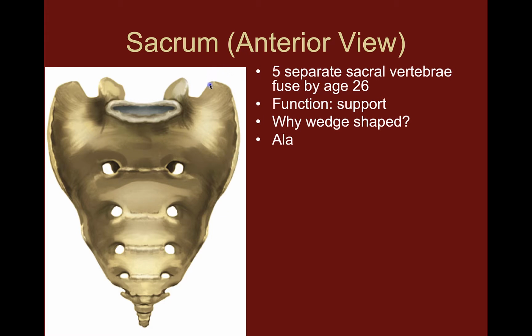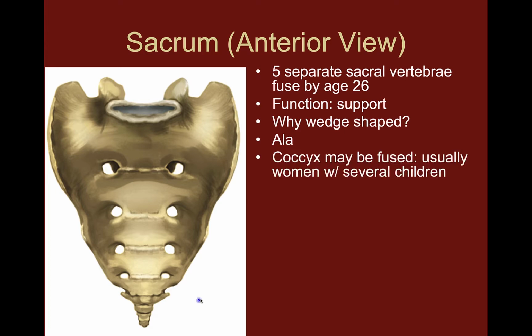Our ala then means wing, so this is the part that's going to articulate with our ilium on our pelvic girdle. Now down here, the coccyx may actually be fused to the sacrum. Generally after multiple births in a female, that coccyx will end up fusing. But in males, it tends to not be fused to that sacrum.